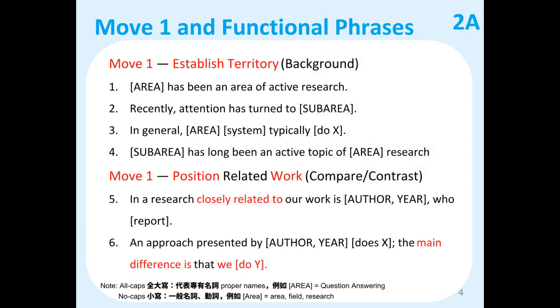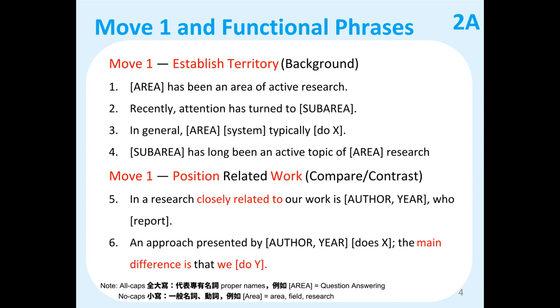From the overview you just saw, let me pull you into move 1. In move 1, you establish the territory. Use clear, neutral lines like this area has been an active line of research recently. Attention has turned to this sub-area. In general, systems in this area typically do X. This sub-area has long been a focus in the field. Notice I keep the verbs cautious. Additionally, words like typically, often, and tends to help you keep appropriate uncertainty.